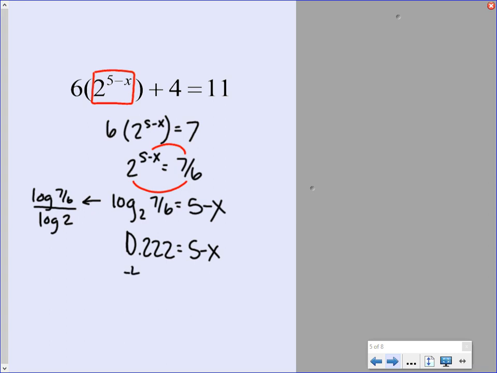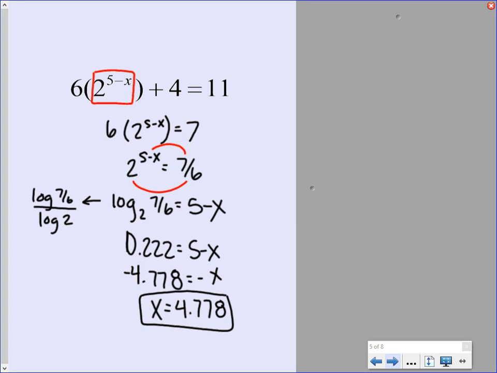Subtract 5, so negative 4.778 equals negative x, and then both sides become positive, divided by negative 1. Because this is exponential, I don't need to worry about checking for extraneous solutions. The only type of equation here that I would be checking for extraneous solutions would be the log, because that's the one that has a restricted domain.